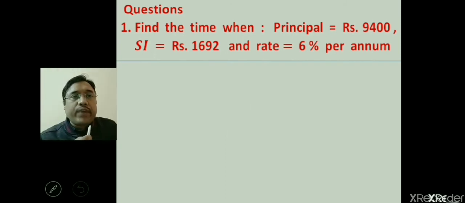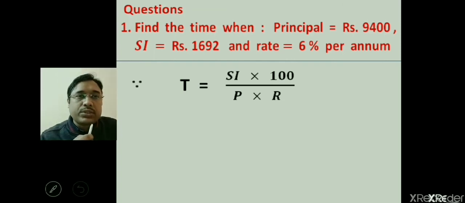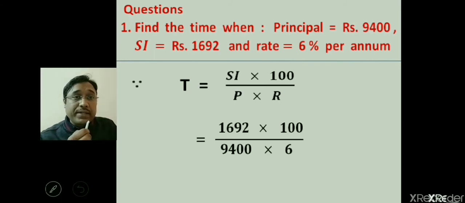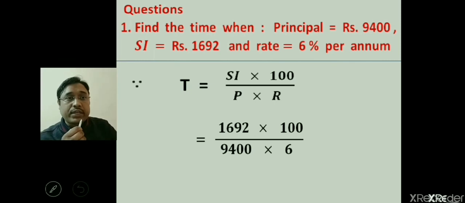Find the time when the principal equals 9,400, simple interest is 1692, and the rate is 6% per annum. So it is the annual rate given. For solving this question, time equals SI into 100 by principal into rate. Simple interest is 1692 into 100, the principal 9400 goes downside, and the rate is 6. So 1692 into 100 by 9400 into 6.